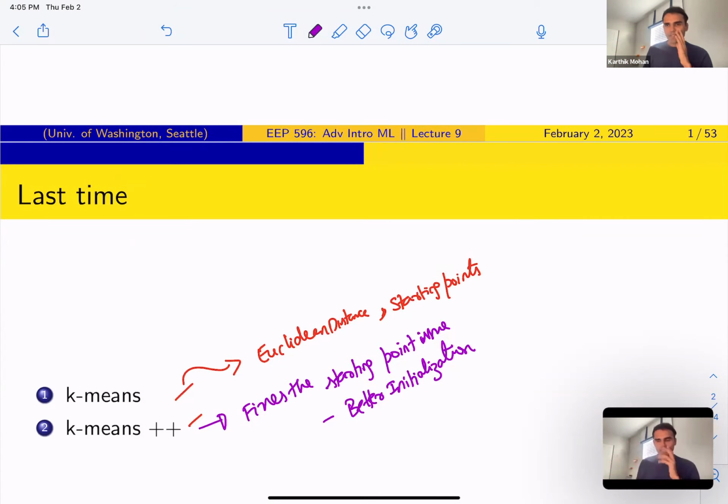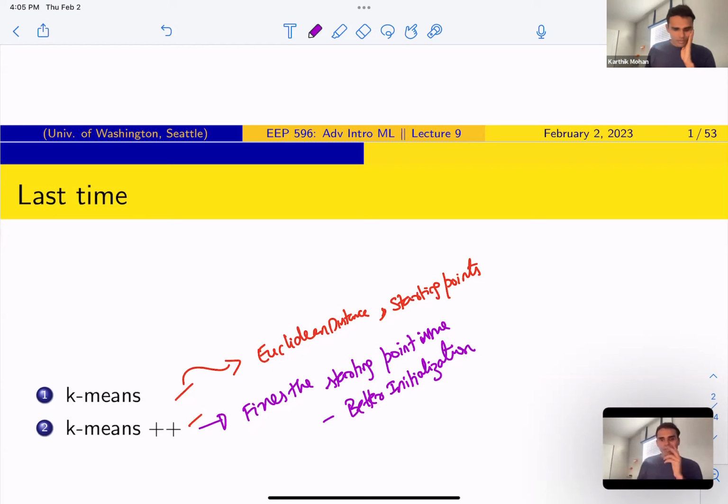But both k-means and k-means plus plus yield spherical clusters. So if your clusters are not spherical, they're spiral in nature, or there is some other pattern present in the data that you want to capture that's not spherical, then k-means is not the best method for clustering.